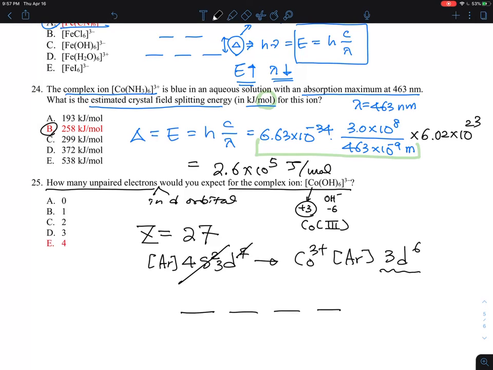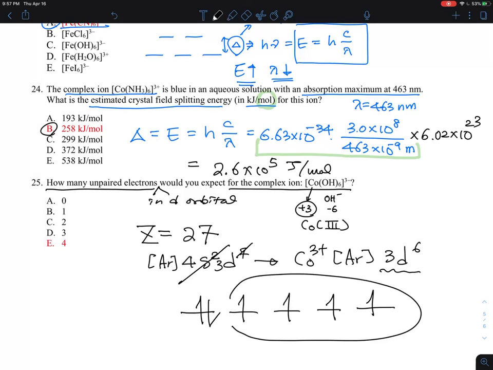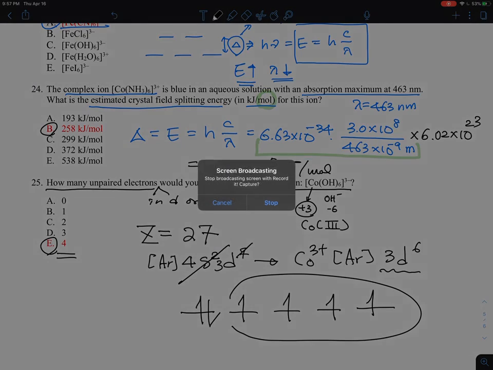So they are just saying the same thing again: we have 3d6. The d orbital has 5 degenerate orbitals, and with 1, 2, 3, 4, 5, 6 electrons, how many unpaired electrons? 4 of them. So there are 4 unpaired electrons, and this molecule is paramagnetic.